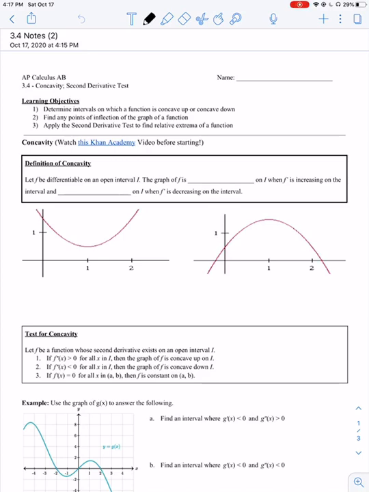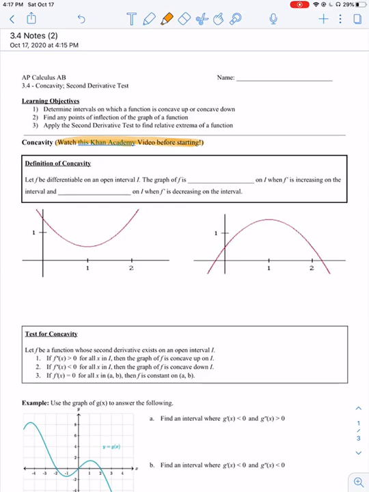Okay, so first off, I do highly recommend that you watch this Khan Academy video before starting. So that's linked. It gives a very good overview of the concept that we'll be talking about today, concavity, and it has some good visuals as well. So I do recommend you watch that first. And if you already have watched it, then let's get started.